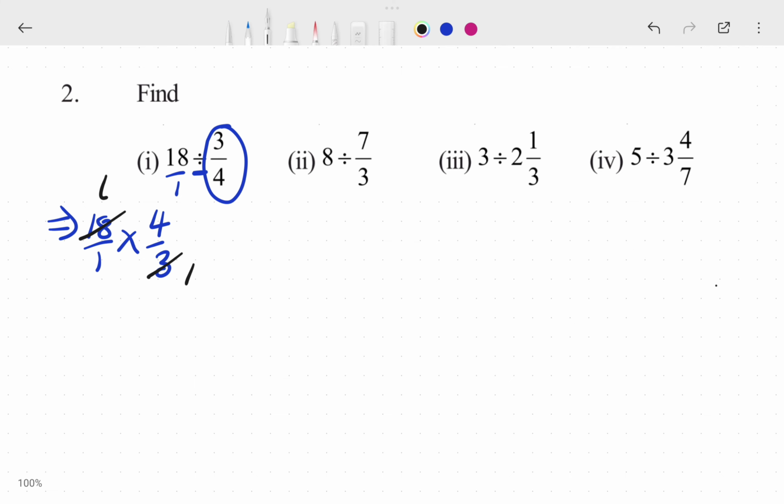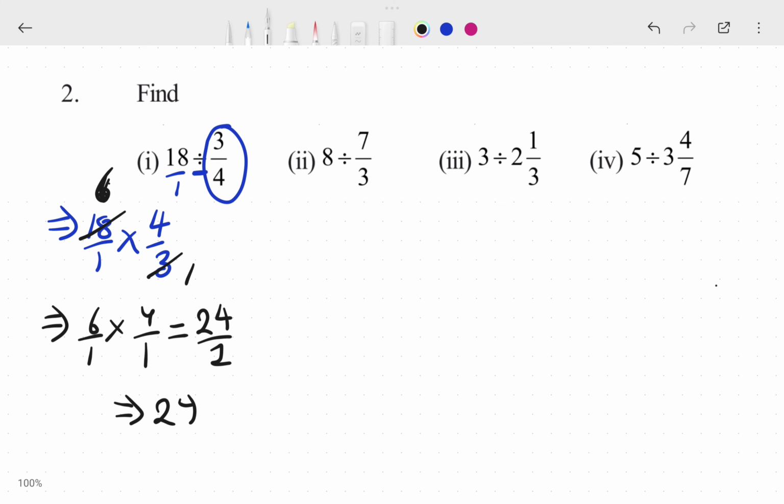Okay, is it clear? This is going to be 6. Now, will you cut 1 and 4? It is not possible, but the answer will be the same. So now we can write this as 6 into 4. Multiplying 6 into 4, that's 24 by 1, and you already know that when there is 1 in the denominator, we directly write 24 only. So the answer is 24.